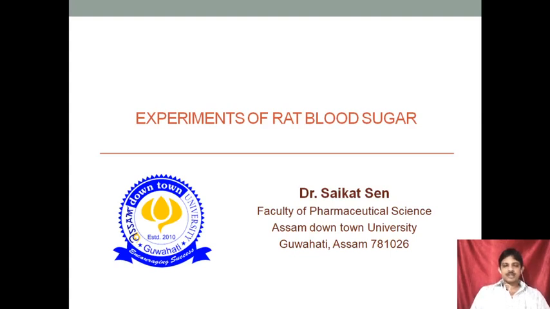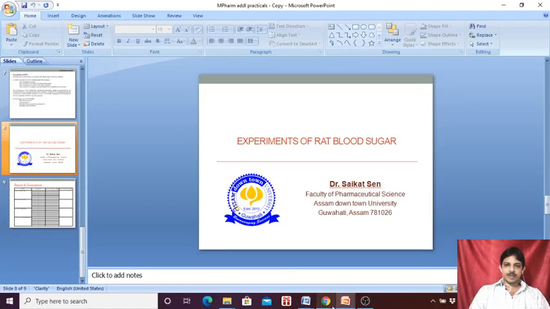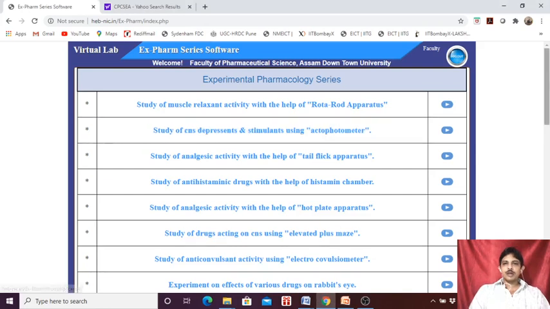So, in this experiment, we are going to check the effect of different chemicals or drugs on blood sugar. Before we do the experiment, I need to show you the principle involved in that, and what the chemicals are. Say we are doing the experiment on the virtual lab software. It is not like the original handling of the animal.